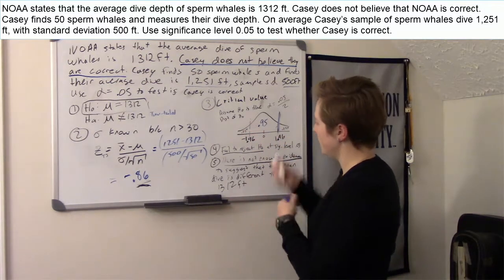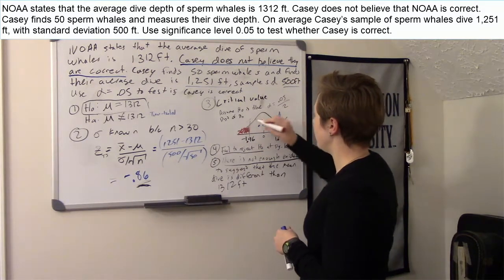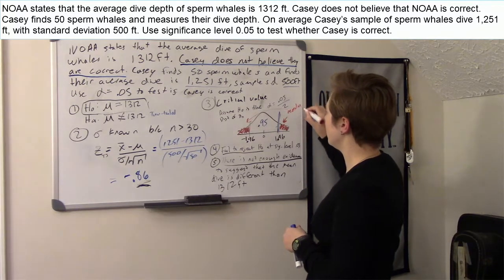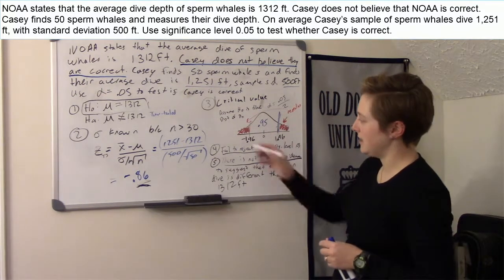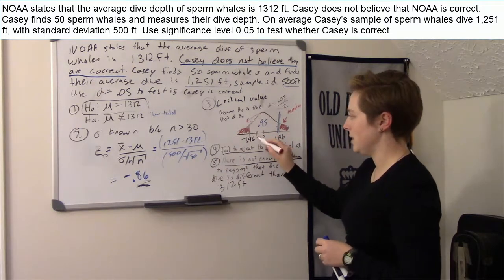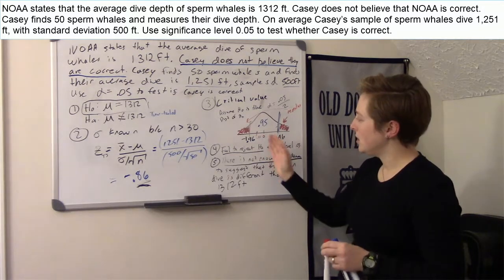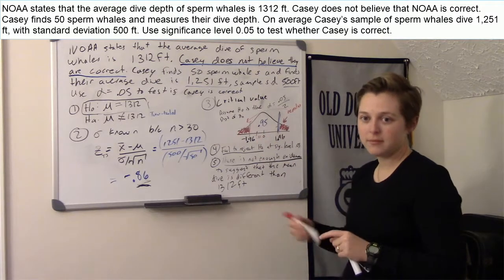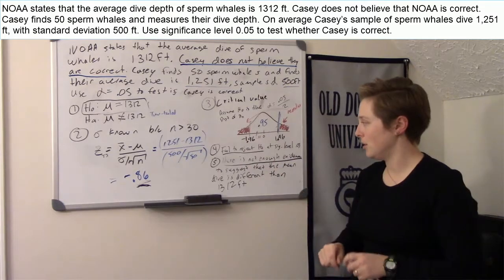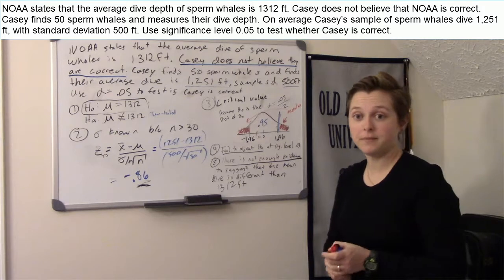These areas here are my rejection regions. My observed test statistic is negative 0.86, which is not quite to negative 1.96. So it's not in the rejection region. So you fail to reject, and you have the same conclusion: there's not enough evidence that the mean is different than 1312.